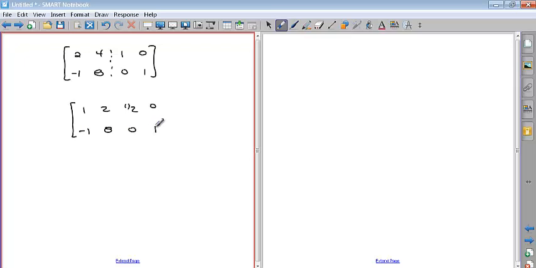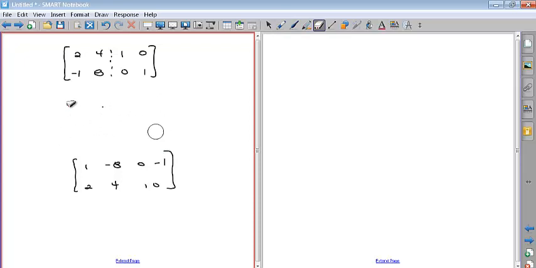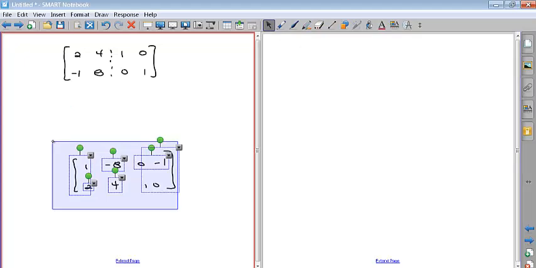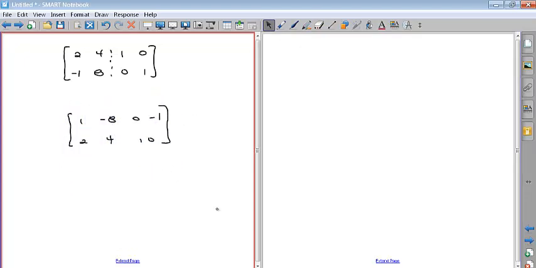The other option would be to switch row 1 and row 2, and then multiply that by negative 1. So another thing we could do is have 1, negative 8, 1, negative 8, 0, negative 1, and just move row 1 to here. So what I'm going to do is actually use the second one. Again, it doesn't matter. Multiple ways to get to the final answer. Okay, so that's my first thing.